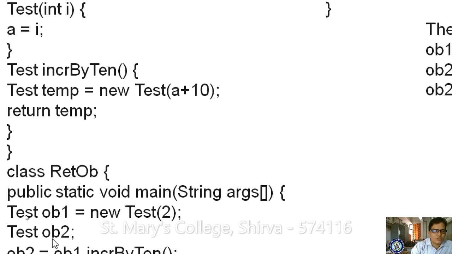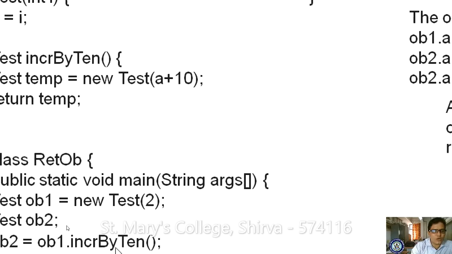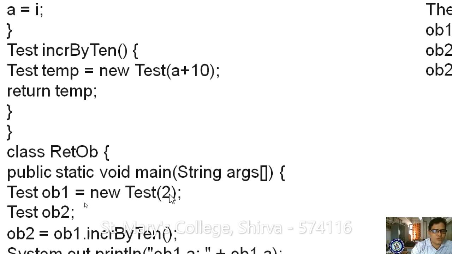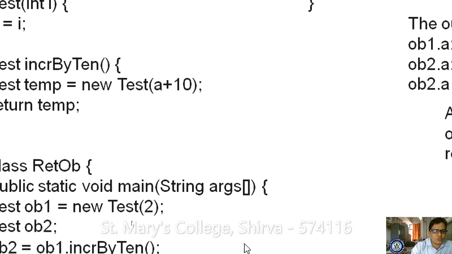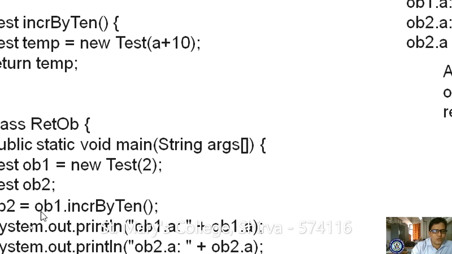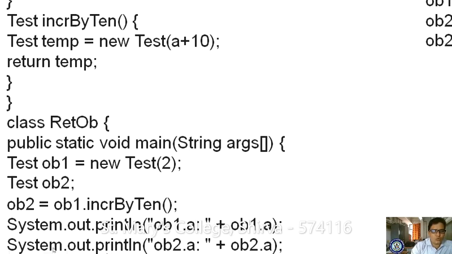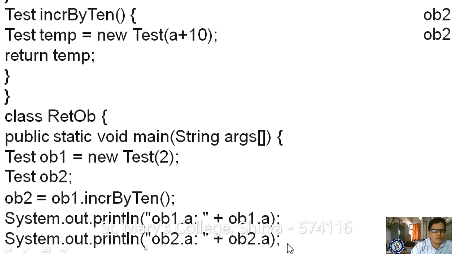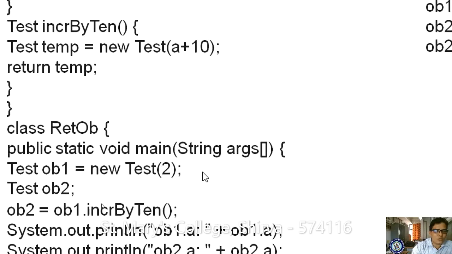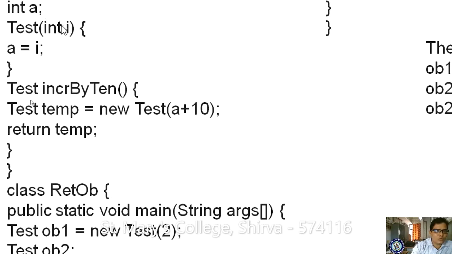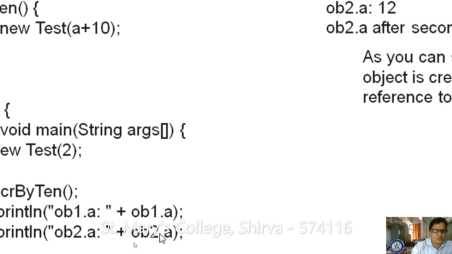Got it? Next, another object I am declaring, I have not created it yet; please observe here. Here it is declared, Test ob2. In ob2, what am I doing? ob1.incrByTen. What is ob1? It is 2, right? 2 plus 10 is 12, so the constructor is initialized as 12. Next, System.out.println of ob1.a is 2, and ob2.a is 12. For ob1, how many parameters did you supply? 2. So what is the a value? 2. That is why it displays 2.